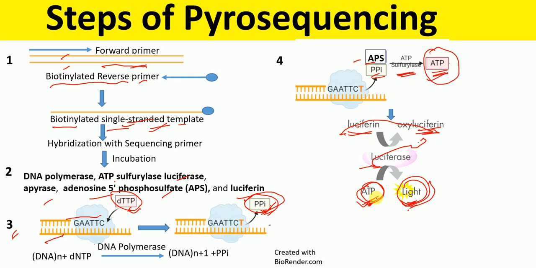So in this step here, the light has been produced, and this light produced is detected by a charge coupled device camera, and it is seen as a peak. As shown here, it is seen as a peak in the pyrogram. This graph is called pyrogram.